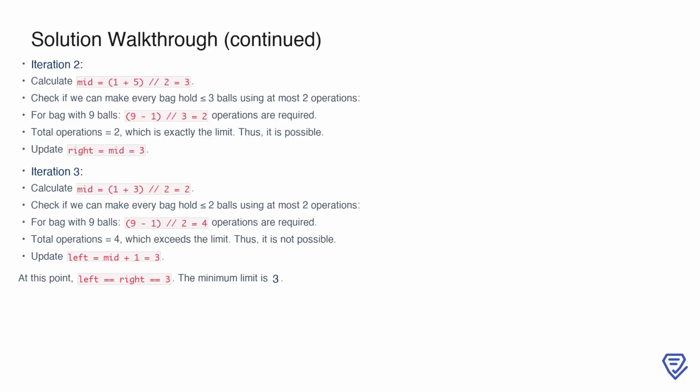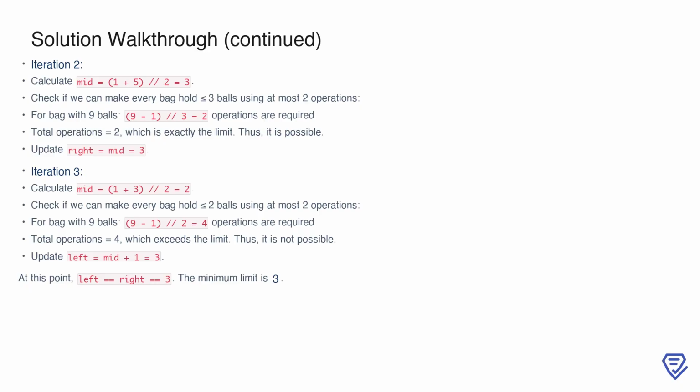To check if this is feasible, we again calculate the required operations. For the bag with 9 balls, dividing it into parts of size 3 requires 2 operations. This matches the maximum allowed operations, so the limit of 3 is feasible. We update our upper bound, right, to 3. Now, we calculate another midpoint, mid, as 2. This imposes an even stricter limit.